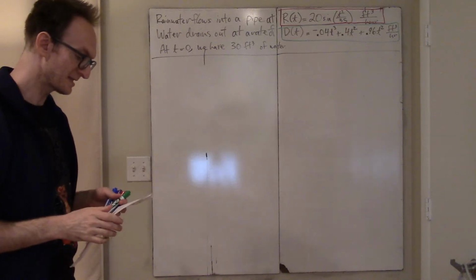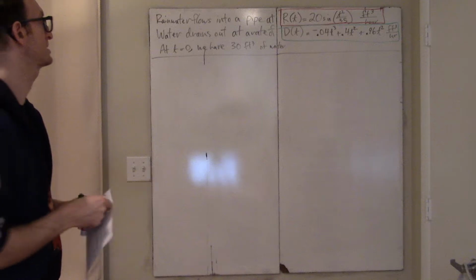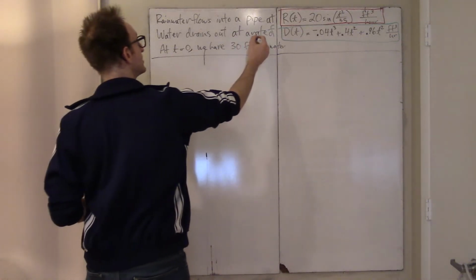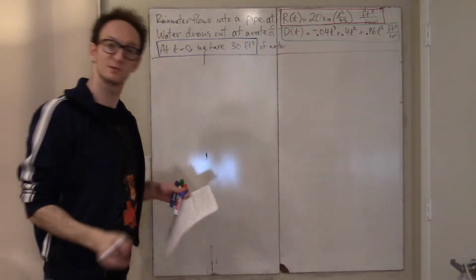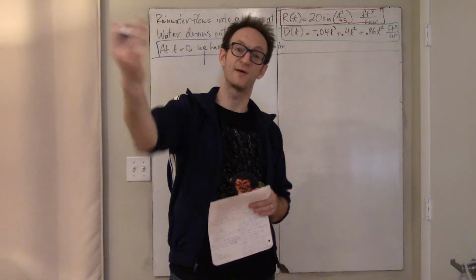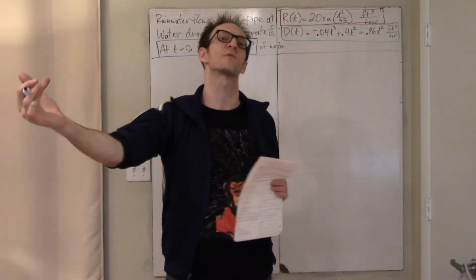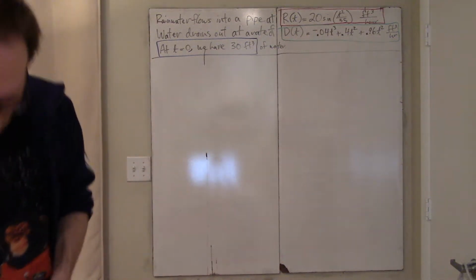So r is the rate at which water flows in, d is the rate at which water flows out, and the last crucial piece of information is that at t equals 0, there are 30 cubic feet of water. I can almost do these kinds of problems in my sleep now. I know how much water there is at time 0, and I have functions which tell me the rate flowing in and the rate flowing out. We're going to do integrals and figure things out. Okay, let's just do it then.